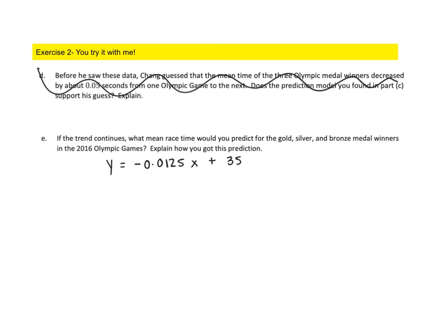Okay, and then we're going to plug in what they give us. They want us to find the 2016 Olympic Games. Well, if you remember from the last slide, 2016, that's the year, and our year is our x. So we're going to change that x to a 2016. So this becomes y equals negative 0.0125 times 2016 plus 35. Okay, and we're going to solve this.